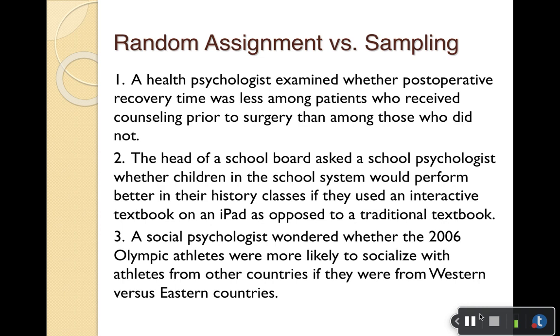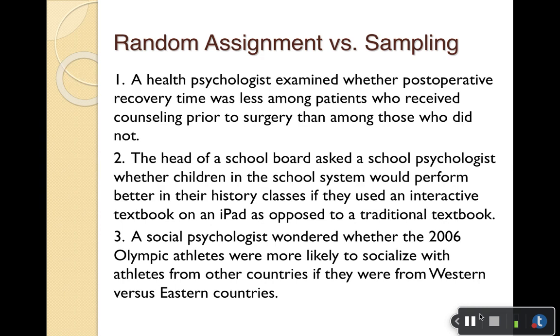However, it says we're interested if they're more likely to socialize based on whether they're from a Western or Eastern country. So this is a good example of when random assignment doesn't really work. So I kind of have to rely in this case on where the person's from. They're either from a Western country or Eastern country. It's kind of like a pre-existing variable, and I wouldn't be able to randomly assign athletes to one of those two conditions.